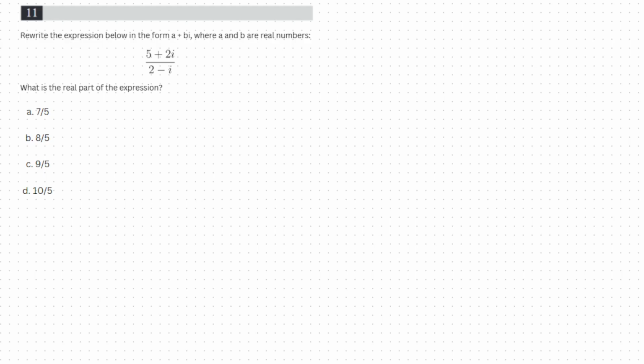Here's one of the hardest SAT questions and how to solve it. Rewrite the expression below in the form a plus bi where a and b are real numbers. What is the real part of the expression?